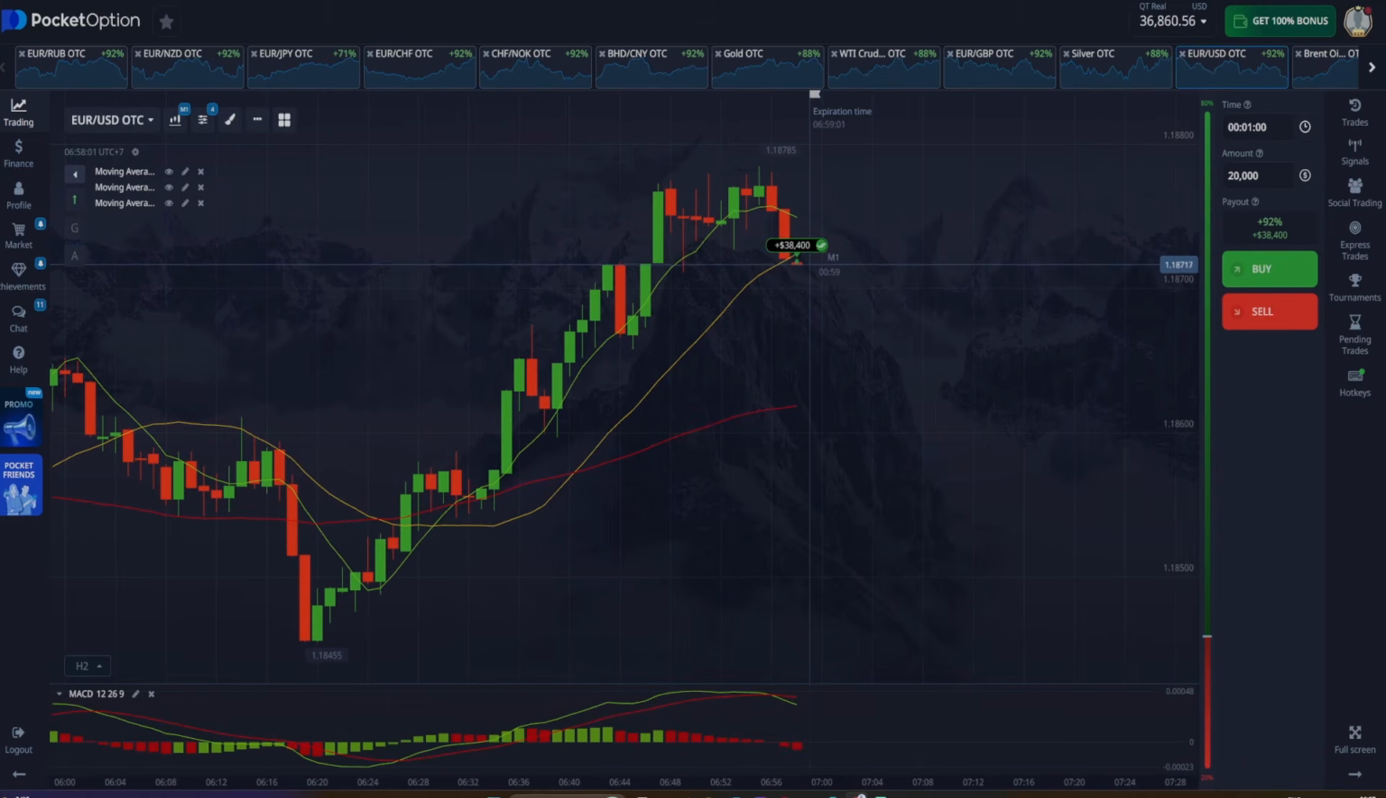Yes, exactly. Price is moving down after the crossover and we made a profit. Let's open the market again for the next opportunity.